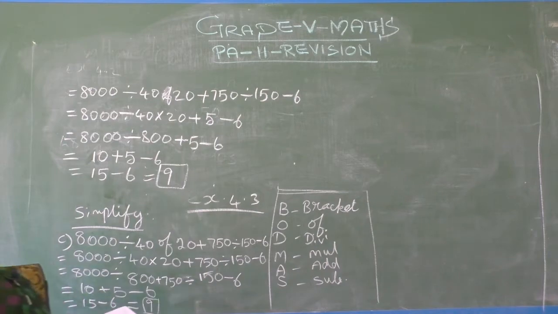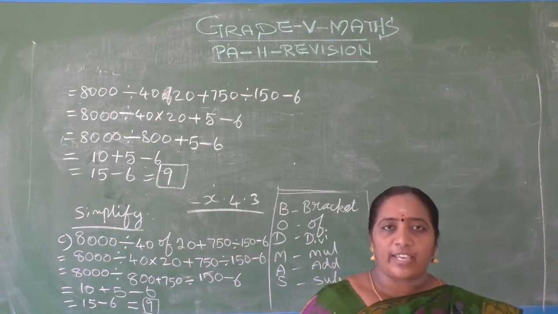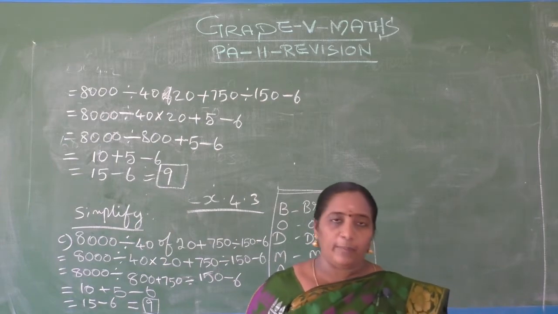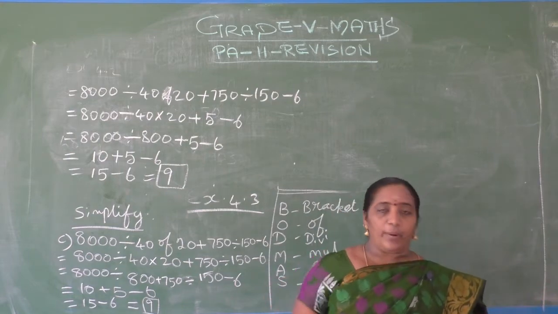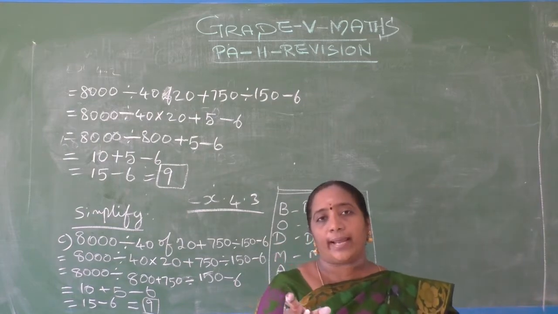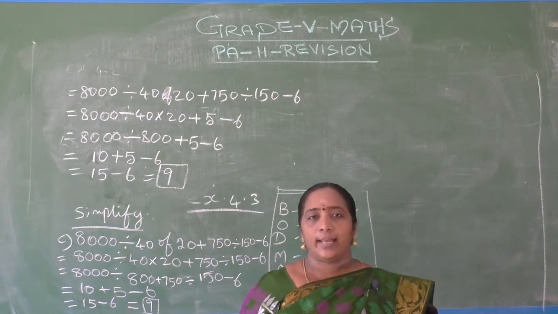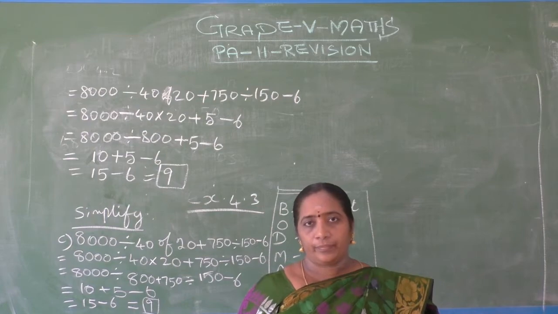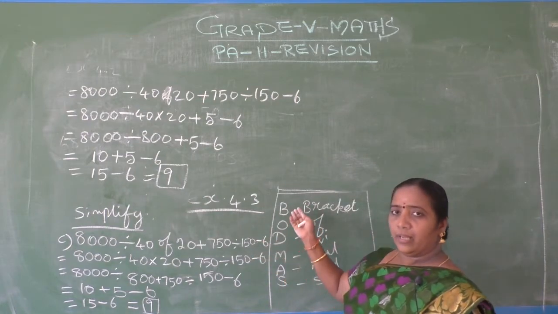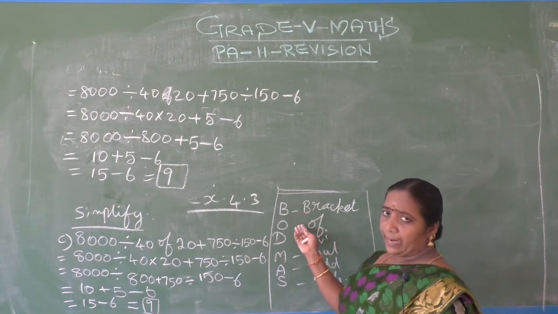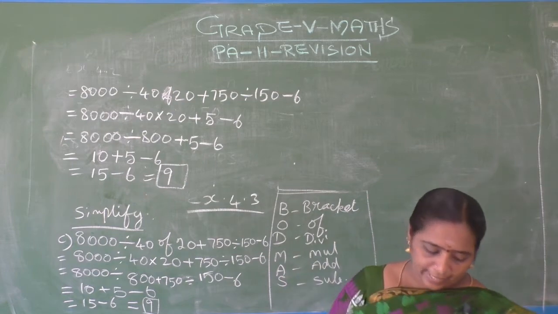And in the same exercise you have another kind of simplification. In that kind of simplification you have 2 types of brackets. First you have to clear the innermost bracket, then only you have to clear the outermost bracket. Otherwise the remaining steps are the same. First clear the bracket, then division, multiplication, addition and subtraction.